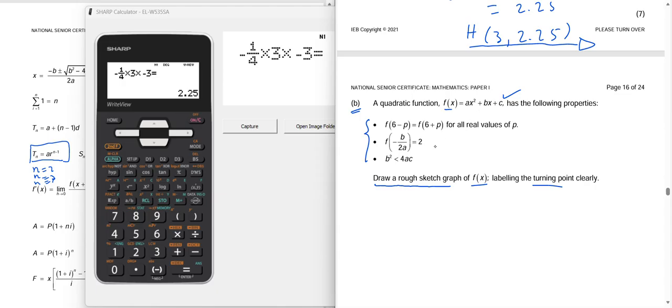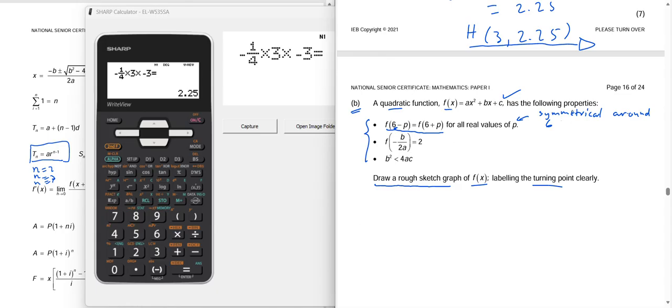Let's try to deduce line by line what it means. This line means that the quadratic function is symmetric around 6, because they are saying if you say 6 minus p, it will be the same thing as 6 plus p. So that means that this quadratic graph is symmetrical around 6. That's what it means. We are trying to interpret.